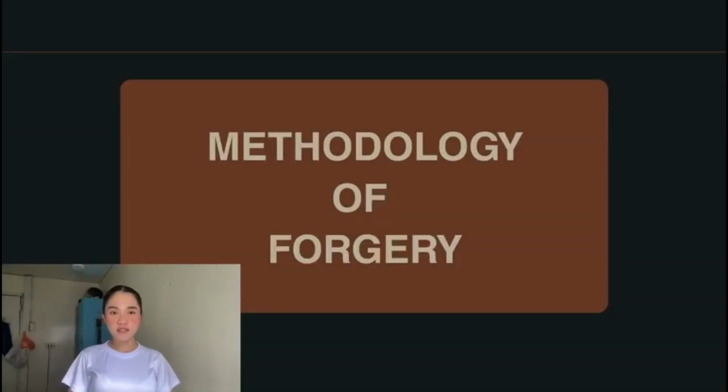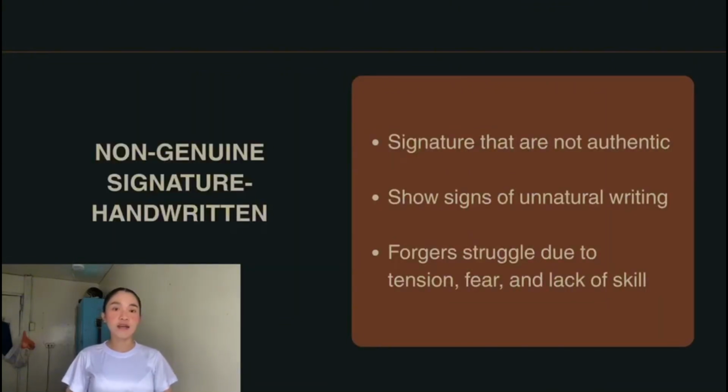So, I will be discussing the methodology of forgery. So, first is the non-genuine signature handwritten. So, it is a signature written by someone else, not the real owner. It usually shows signs like slow, shaky, and unnatural kay nag-struggle siya due to tension, fear na mamali, and lack of skill because the writer is not used to it.